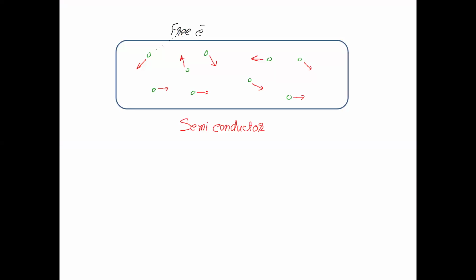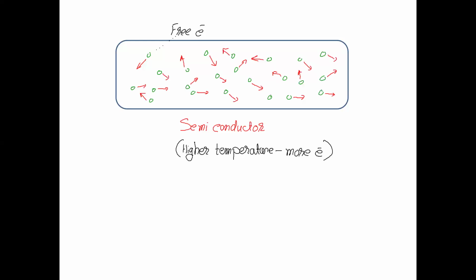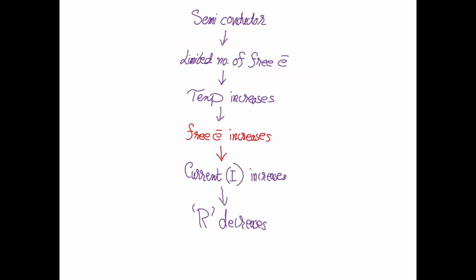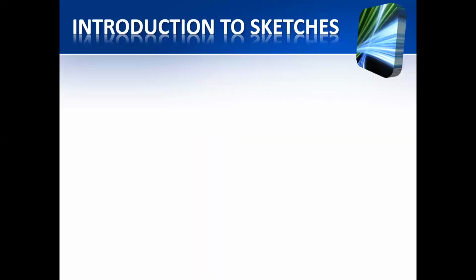Now these are called semiconductors. In a semiconductor, there are some limited free electrons, and free electrons are moving. When you increase the temperature, the number of free electrons increases. They get more electrons which are moving freely. So in a semiconductor, there is a limited number of free electrons. So when temperature increases, free electrons increase. As a result, current increases and resistance decreases.